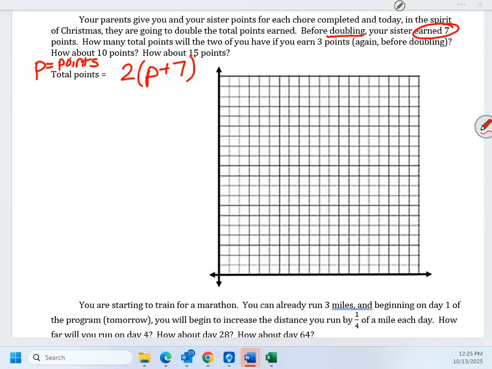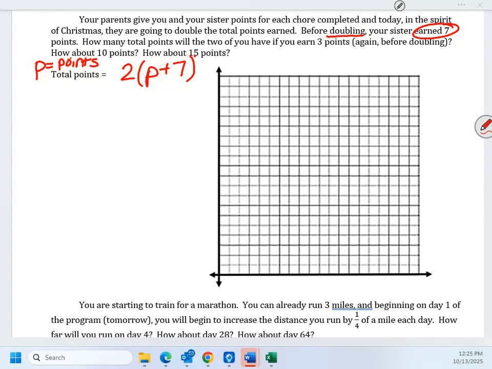Yes, because we know there was already 7 there, then we add on our new points. So we add all the points together, what we already had and what we have now earned. So that's why it's in parentheses, and then we're going to double it. So that is our expression, 2 times parentheses p plus 7. So you have to break it down. What's your variable, the thing that's changing each time? What's your constants? What numbers are going to go into that variable? So you had to figure out that doubling means we're multiplying by 2, but we had to have that total number of points, so we have to add that 7.